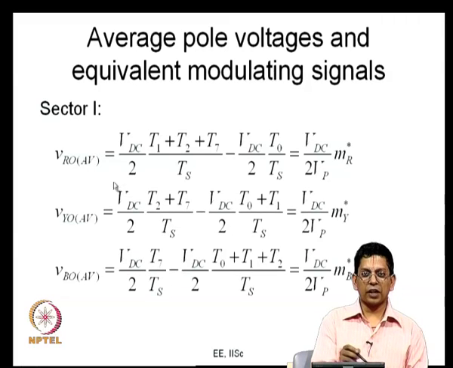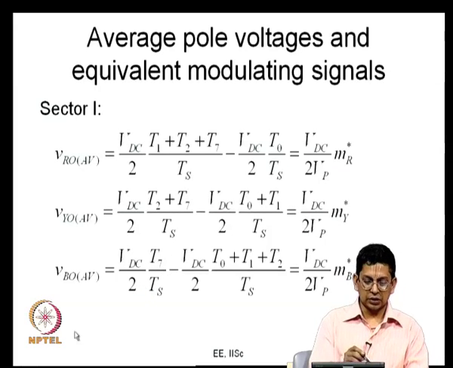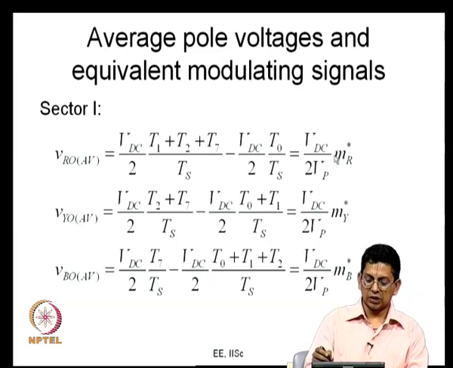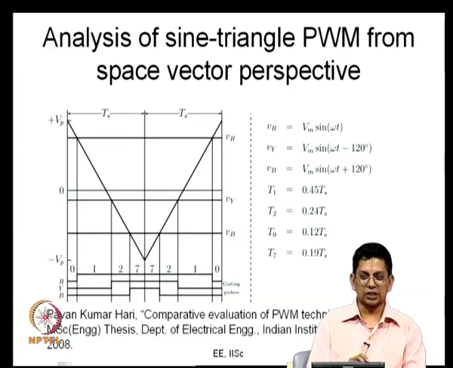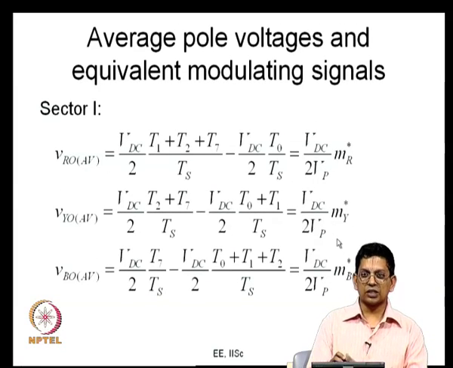So, you will have different expressions for VRO average, VYO average and VBO average in the different sectors as I mentioned before, and you can go about deriving an expression for these 3 phase average pole voltages, which are the equivalent modulating signals as I mentioned earlier. Now, I would still leave that as an exercise to you. If you do that, you will find that these 3 phase average voltages are not sinusoidal waves. MR star, for example, is not a sine wave, but a sine wave with some common mode component added to it.